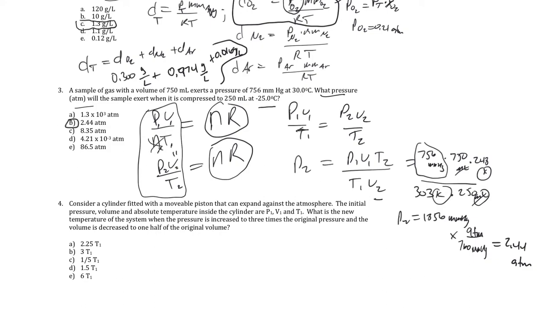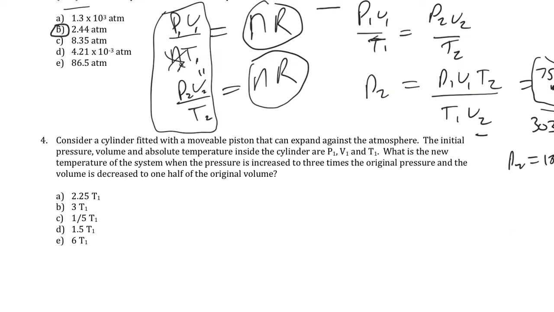Consider a cylinder fitted with a movable piston that can expand against the atmosphere. The initial pressure, volume, and absolute temperature inside the cylinder are P1, V1, T1. What's the new temperature of the system when the pressure is increased to 3 times the initial pressure? So P2 is equal to 3 times P1, and the volume is decreased to 1/2 of the original volume. And so what's the temperature?